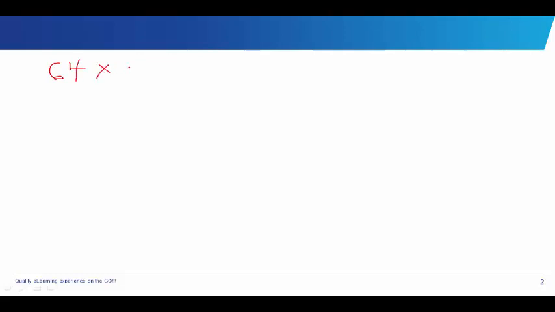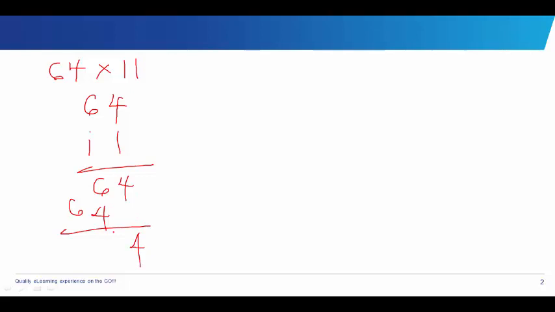64 times 11 gives us 64 times 11. 1 times 4, 4. 1 times 6, 6. Now this 1 times this 4 is 4. 1 times 6 is 6. So add 4. 6 plus 4 is 10. Take the 1, put it here, and it gives us 704.